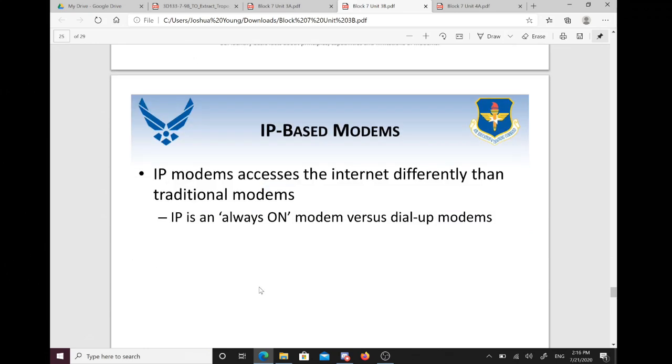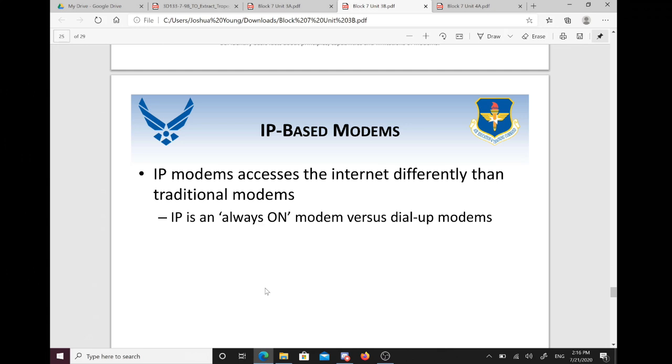Your IP-based modems access the internet differently than your traditional modems because they're considered always on. Instead of having to dial up, request access, and then be granted access to your ISP's servers, which is what you had to do with a dial-up connection, your IP-based modems will always provide internet to you at your fingertips, ready to go.